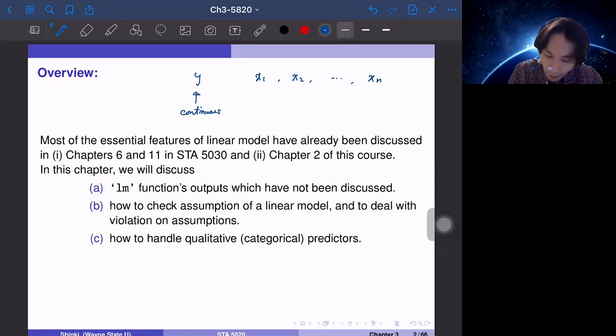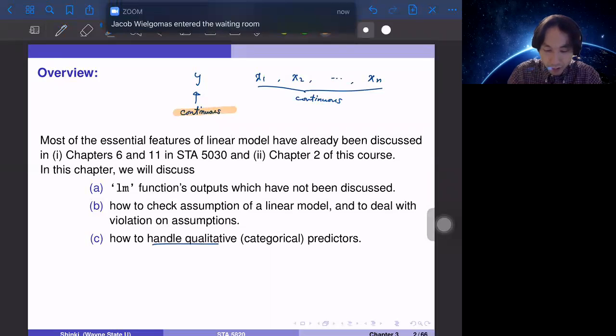But x1 to xn, usually these are continuous, but even if some are categorical variables, we can still handle them. So the important point is just that y should be continuous. X doesn't really matter. Okay.